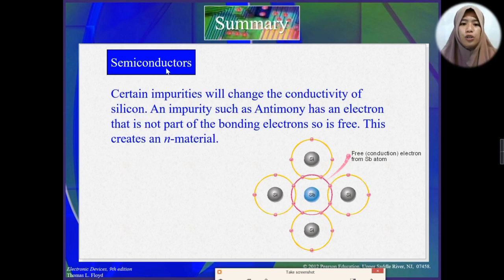So, in semiconductors, certain impurities will change the conductivity of silicon. An impurity such as antimony has an electron that is not part of the bonding electrons, so it is free. This creates an N material. So, this is what we call N-type, where we have these elements that we can add as an impurity in order to make an N material. One of these elements is antimony. We know that antimony has 5 electrons.